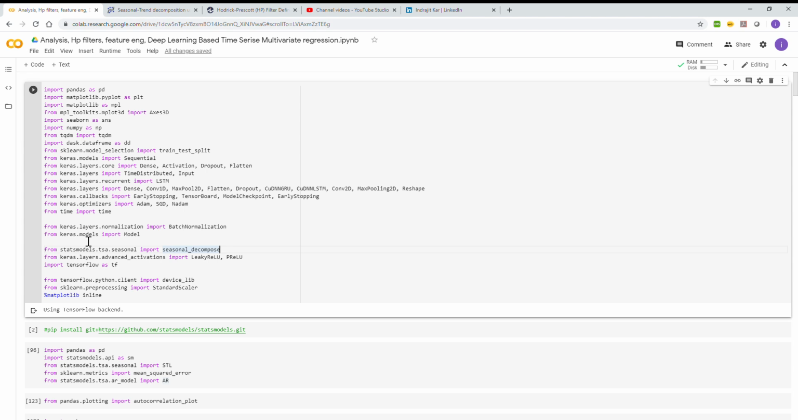Now what I'm going to cover today is a basic analysis, decomposition, Hodrick-Prescott filter, a little bit of feature engineering, and also LSTM based multivariate regression. So a couple of libraries I'm going to talk about over here: Keras, StatsModels, Pandas, Seaborn, as well as scikit-learn. Okay, so the basic libraries over here.